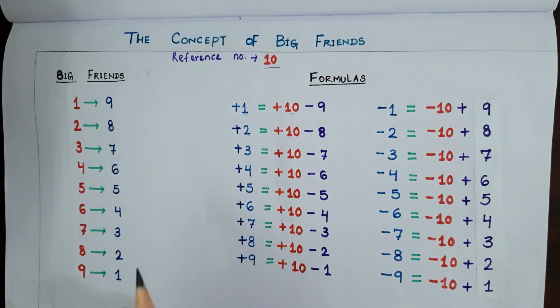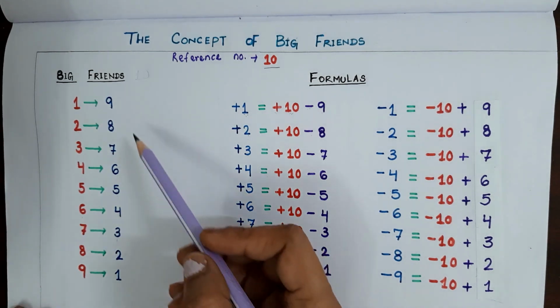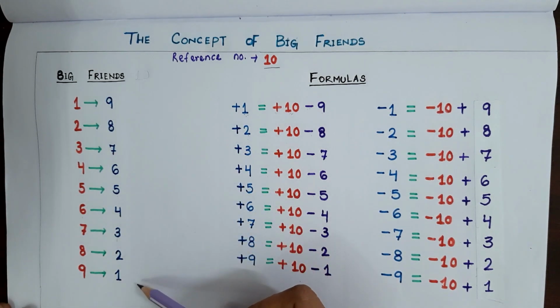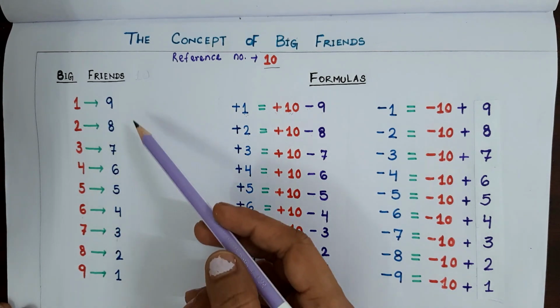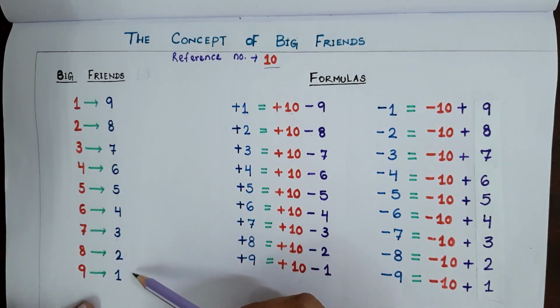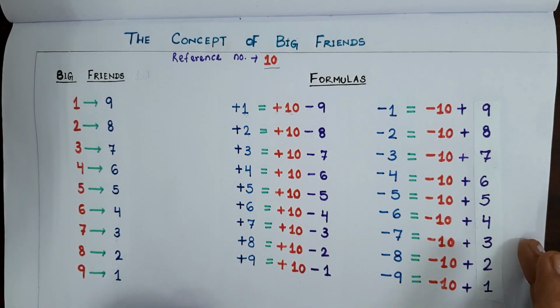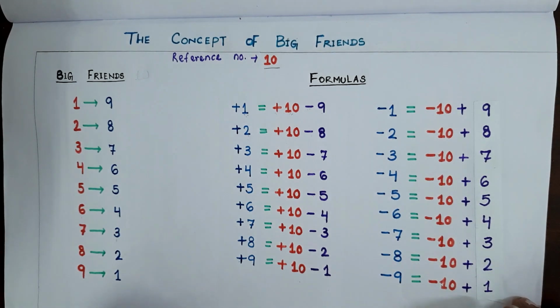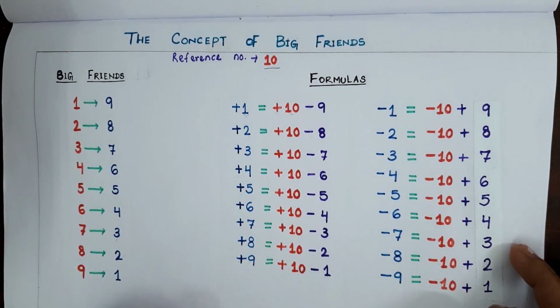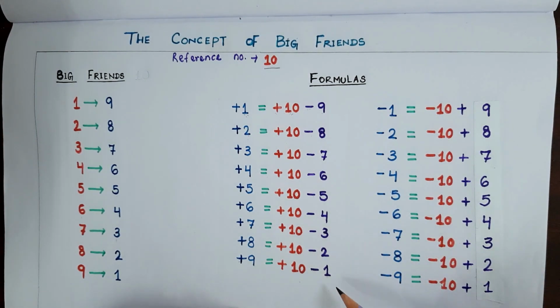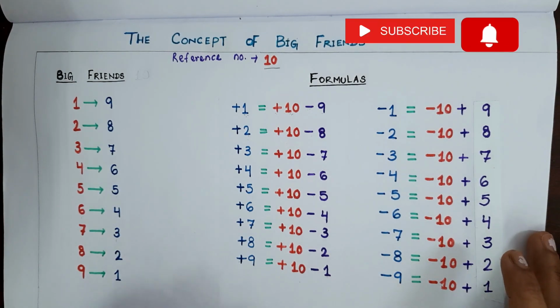So in the concept of big friends, you have to first learn who is the big friend of which number. You have to first memorize who is the big friend of which number. So you must practice these formulas. When you are more thorough in these formulas, you will be able to practice the sums based on big friends. In my upcoming videos, we will be learning these formulas in detail with some examples. Till then, you practice the big friends and big friend formulas.